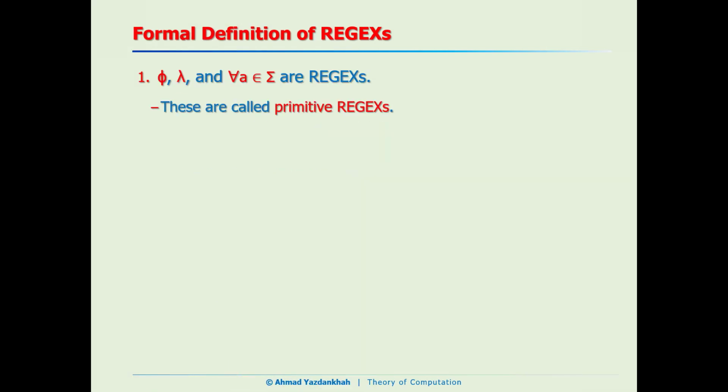The first rule is that phi, lambda, and all of the elements of sigma, the alphabet, are regexes. Individually, they are regexes. For example, R equal to A: we note that it is a regex for this language. And the same thing holds for the other elements of the alphabet, and also for these two that I will introduce shortly. These are called primitive regexes.